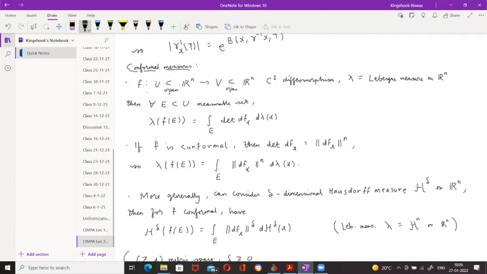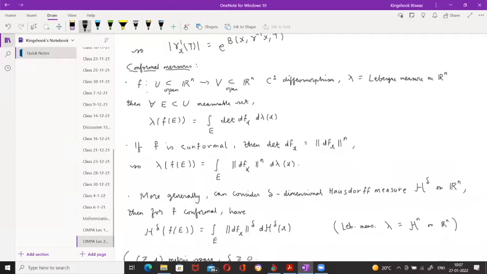Now, if F is a conformal map between these open sets in Rn, it's easy to see, because df stretches the same in all directions, that the determinant of dfx is equal to the conformal factor norm dfx to the power n. So therefore, the change of variables formula for a conformal map becomes that lambda of f of e is equal to the integral over e of norm dfx power n d lambda x. So here we have this exponent n coming in. This norm dfx is the stretch factor of the conformal map, and that is being raised to the power n when you compute the change in volume.